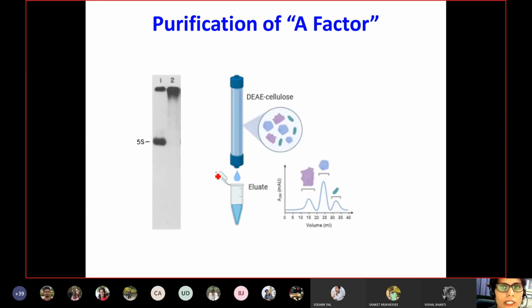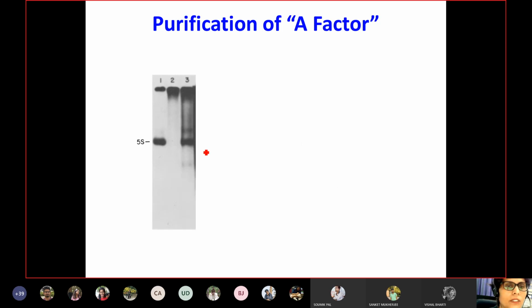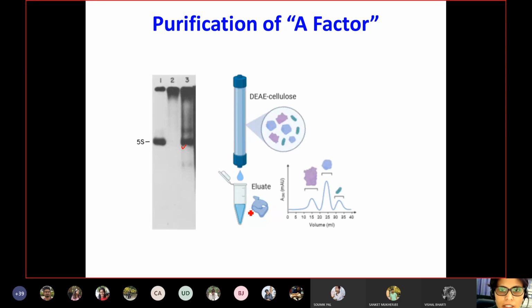Next, the eluate coming from the DEAE cellulose was analyzed, and this, even in the absence of RNA polymerase 3, was able to give you a very nice 5S transcription. As you can see here, this is with the eluate. Although you have some background, as you can see here, these are some of the backgrounds coming from other reasons. So what they next did, they added within this eluate the RNA polymerase 3. So this is the exogenous RNA polymerase 3 that they are adding.